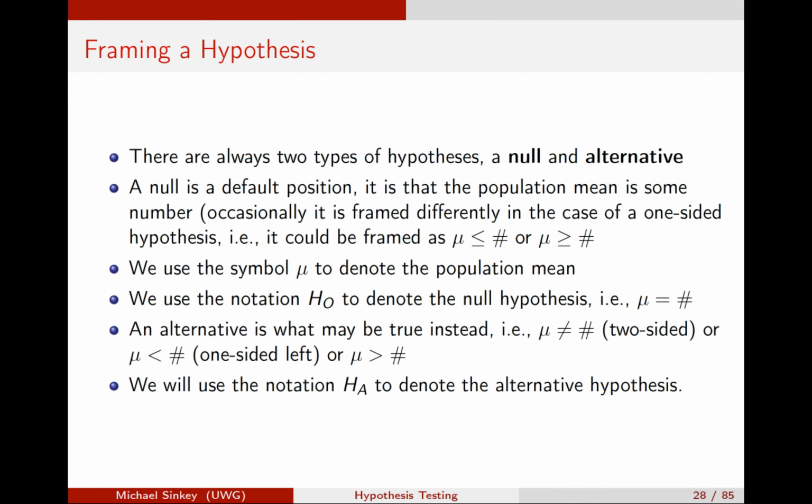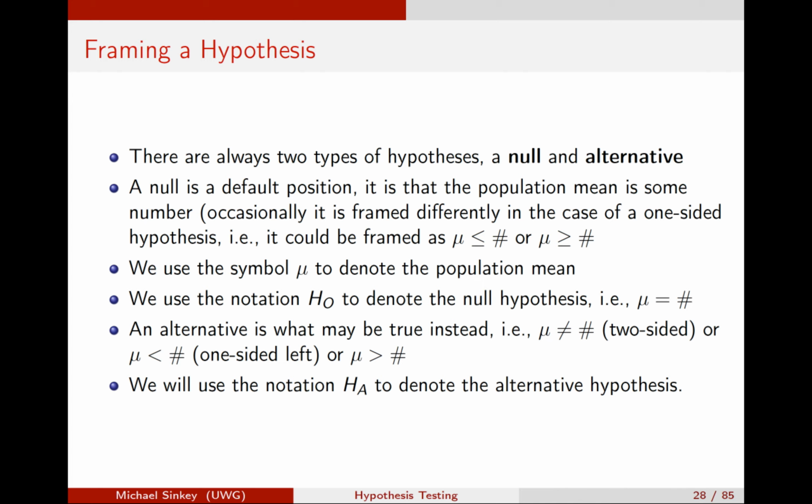And there are always two types of hypotheses, a null and an alternative. And I like to think of the null as more of a default position. So if I have no reason to think anything else, this is what might be true. The null is about the population mean mu, at least that's where we're starting in this class. We'll have other nulls as this class moves along, but we're going to start with the null about the population mean mu, and we use H sub 0 to denote the null hypothesis.